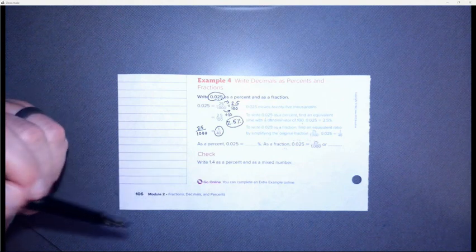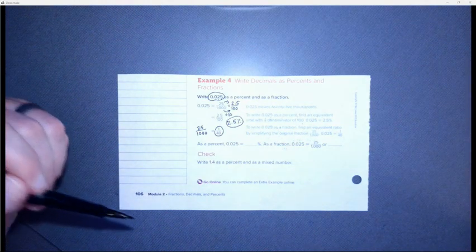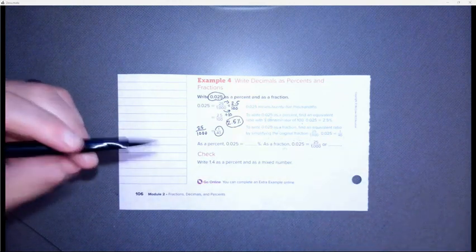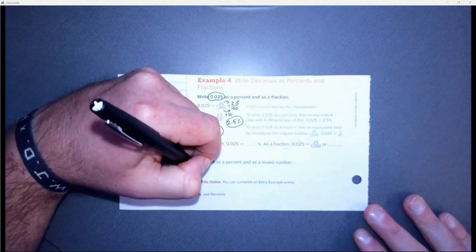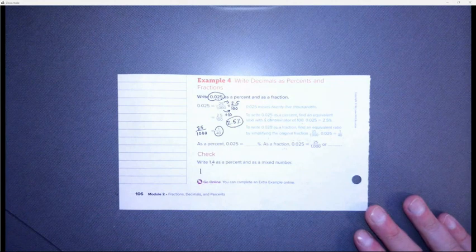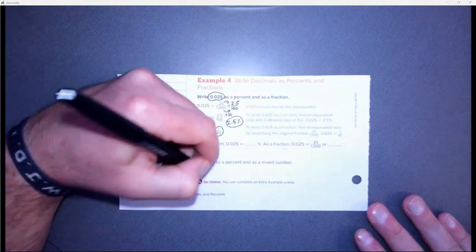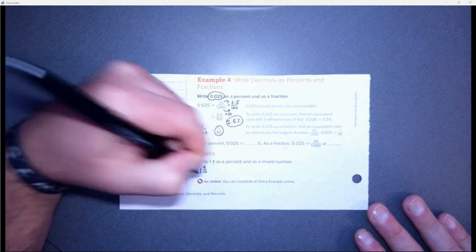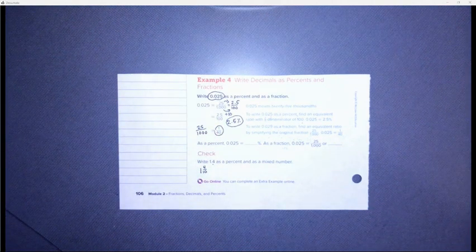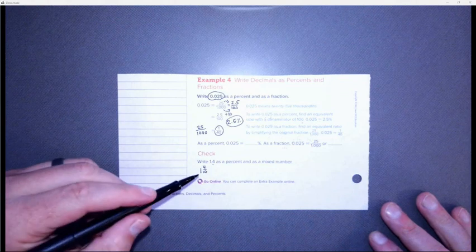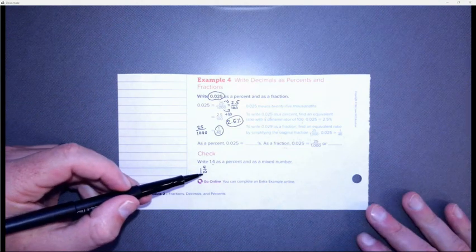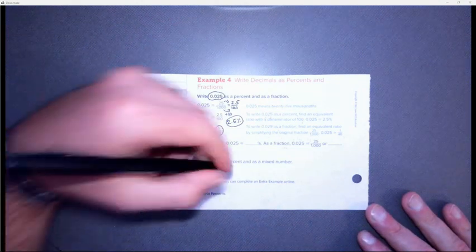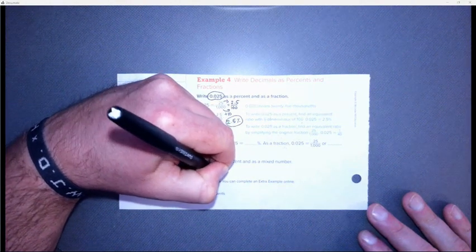In our check problem, it asks us to write 1.4 as a percent and a mixed number. We know it's going to be a mixed number because we have a whole. So we can start there. We have one whole, and we only have one place past the decimal, so that's a tenth. So we have 4 tenths. So from here, I can convert to find my percent. And I can do whichever method like we did in example 3. If I make it a mixed number, 10 times 1 is 10, plus 4 is 14 over 10, 14 tenths.